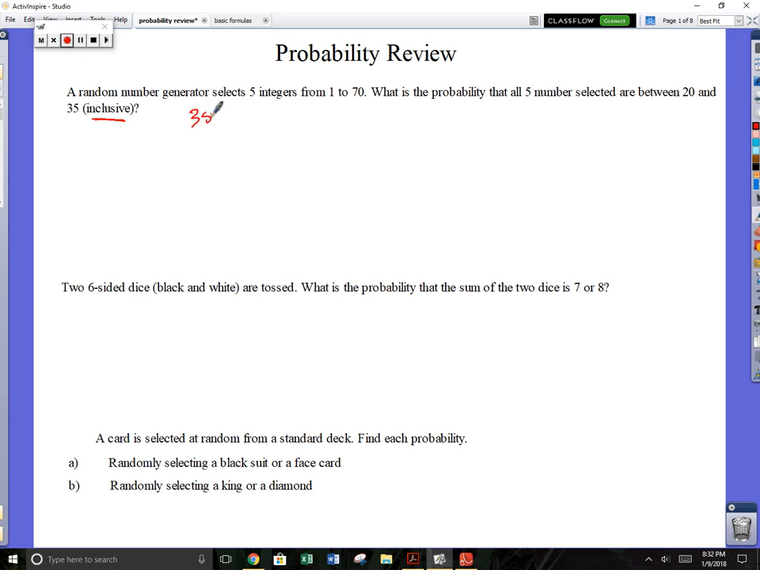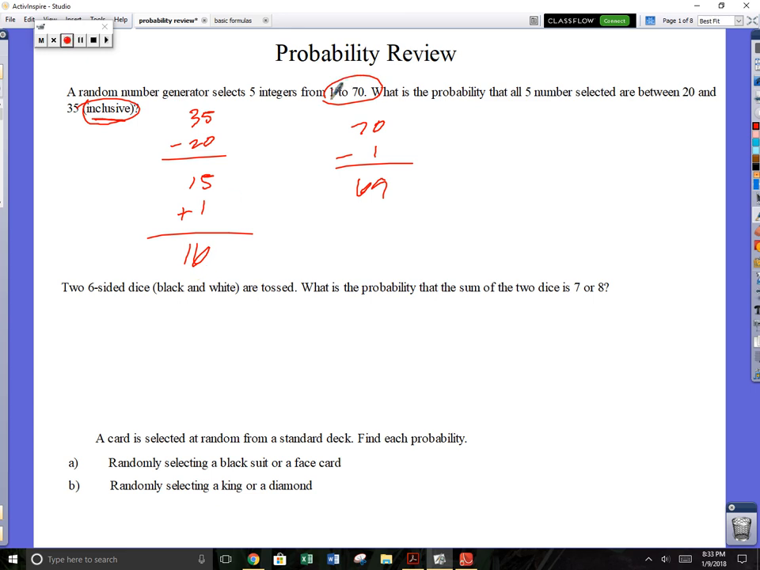If I just do 35 minus 20, between those two numbers there are 15 numbers, kind of like 1 to 70. Between 1 and 70 there are 69 numbers. But if we are going to include that 35th number, you've got to add 1. So there are 16 numbers between 20 and 35, counting 20 and counting 35.